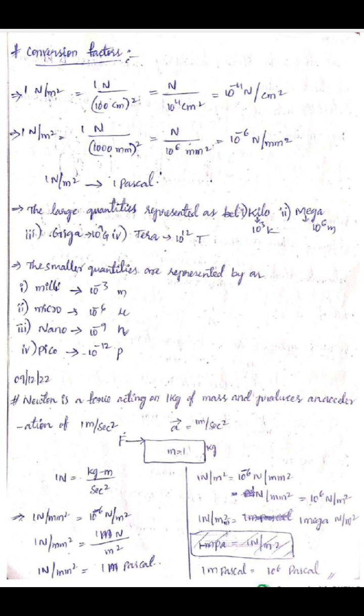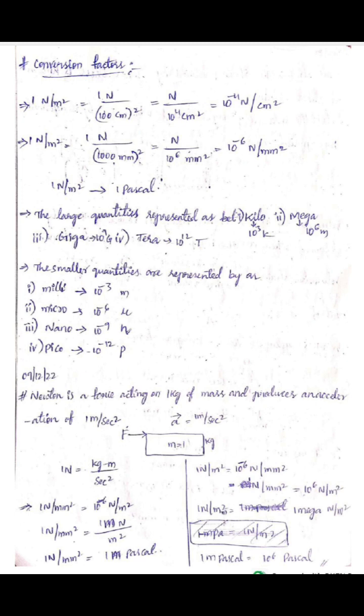1 Newton per mm square equal to 10 power 6 Newton per meter square. 1 Newton per mm square equal to 1 mega Newton per meter square. 1 mega Pascal equal to 10 power 6 Pascal. Here 1 Newton equal to kg meter per second square.